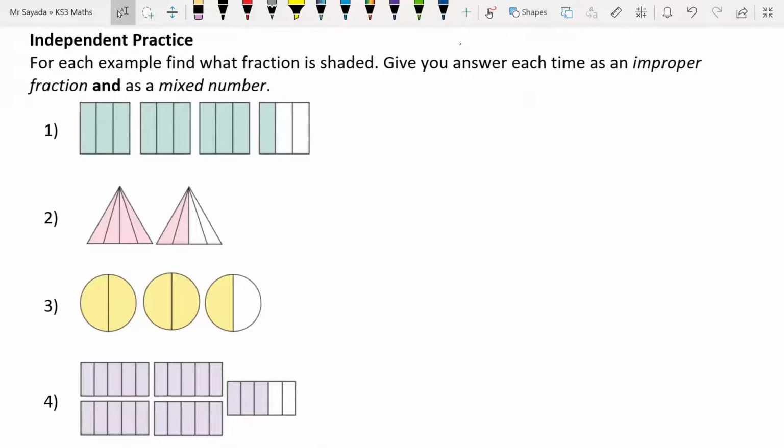Pause the video to do this independent practice. Press play once you've done it. You should have now done this independent practice. I'm now going to go through it. Please mark and correct your work as I go through it.